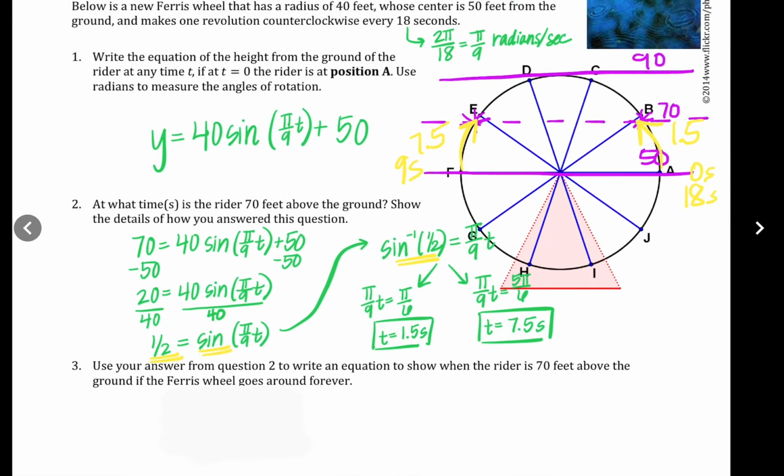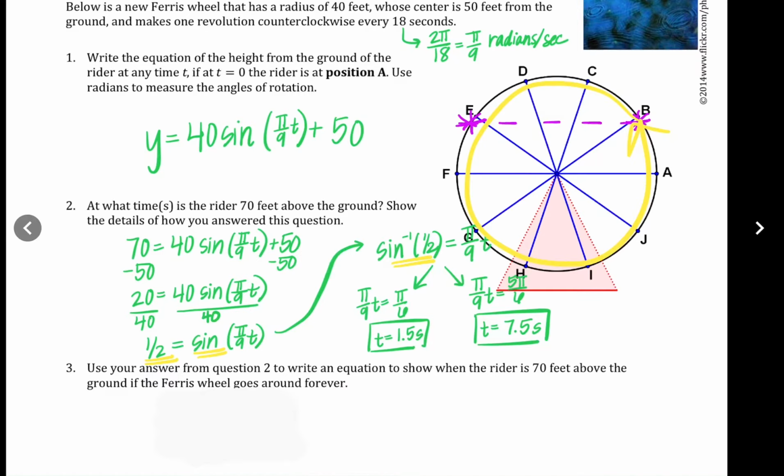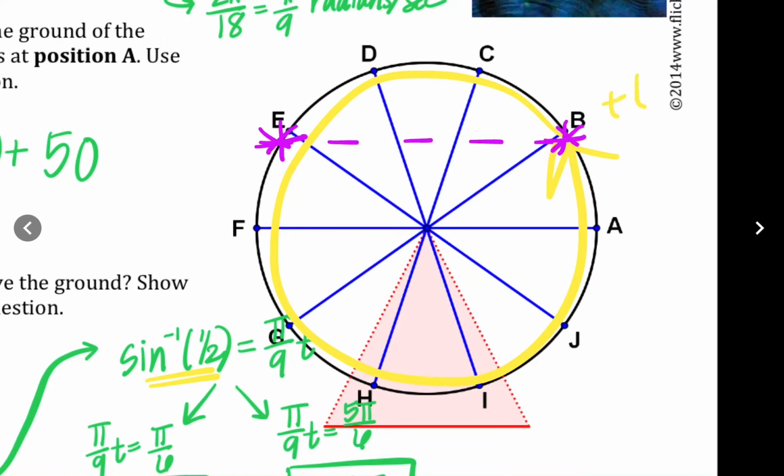Number 3 says, use your answer to write an equation to show when the rider is 70 feet above the ground forever, meaning we're going to rotate around and around. So I'm going to envision now we're not stopping. We're going around again. Well, that's just plus 18. Let's go around another time.